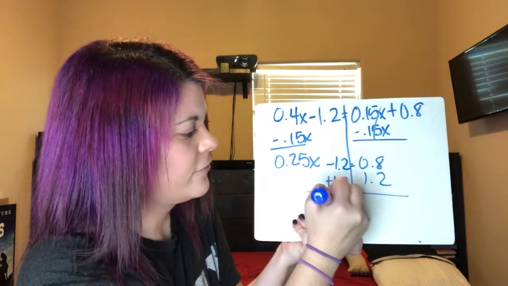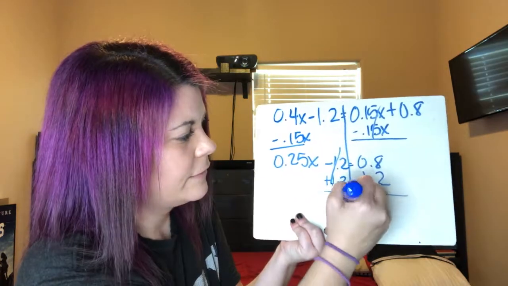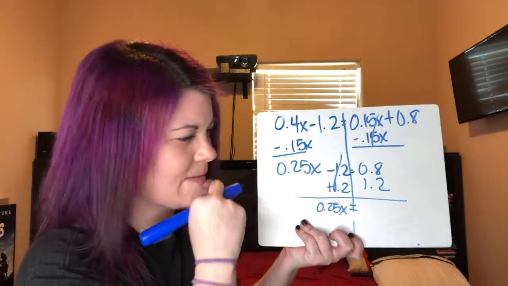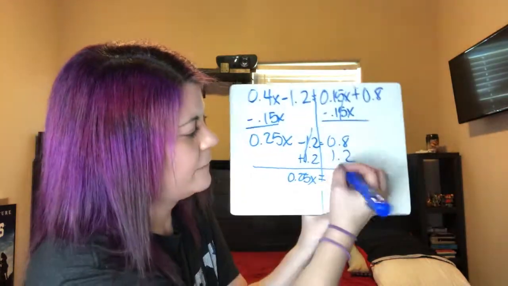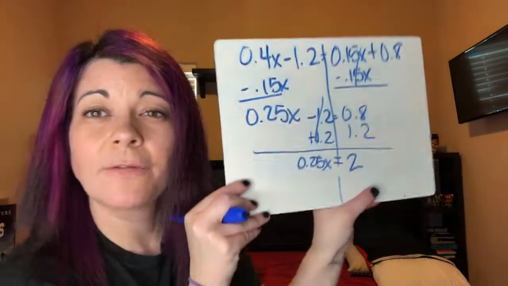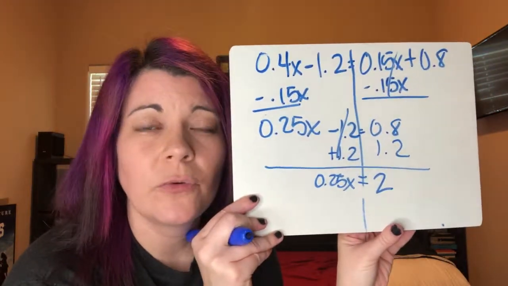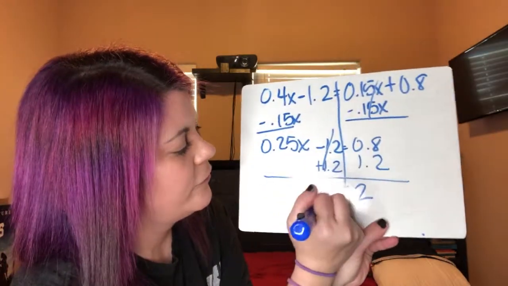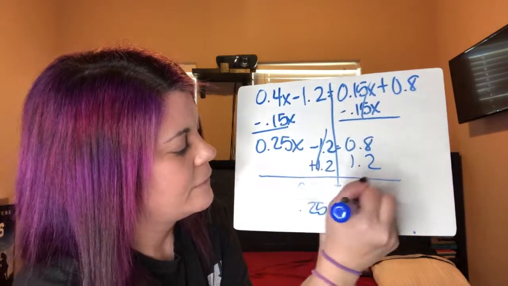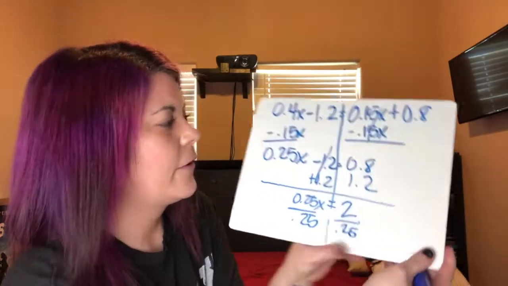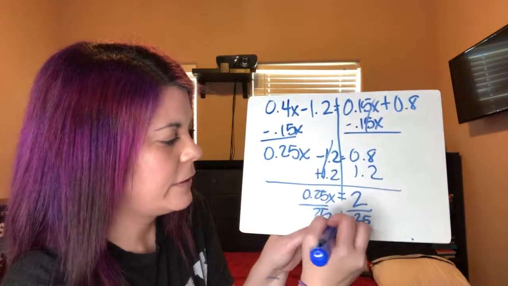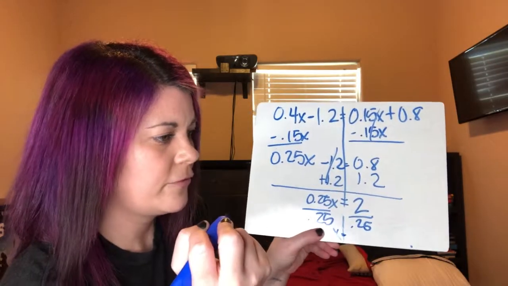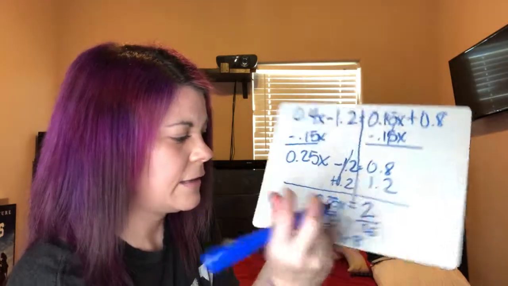So 0.25x is equal to 2. And then to solve for this, all I want to do is divide by 0.25. Divide by 0.25. And so x is going to equal 2 divided by 0.25, which is 8.